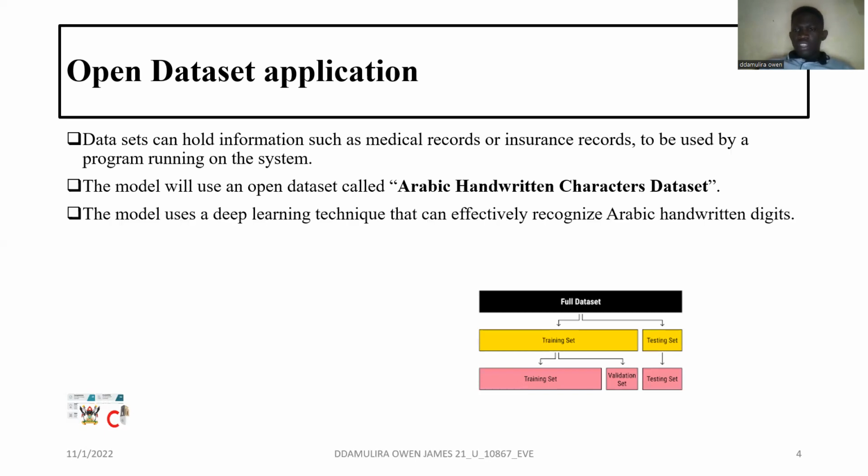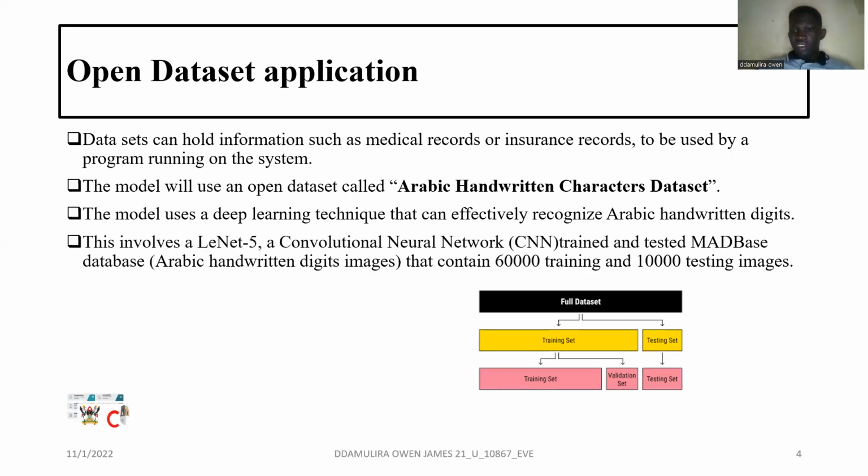This data set is used with a deep learning technique that can effectively recognize Arabic handwritten characters. Remember, Arabic and the numbers we use are the same; the difference is that Arabic is written using their own language. It also uses a convolutional network and a tested MNIST-based database, which has 6,000 training and 1,000 testing images. So you can see there's more data, which makes your system more accurate.